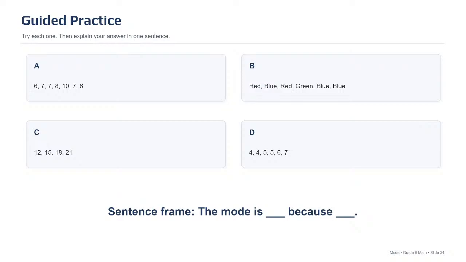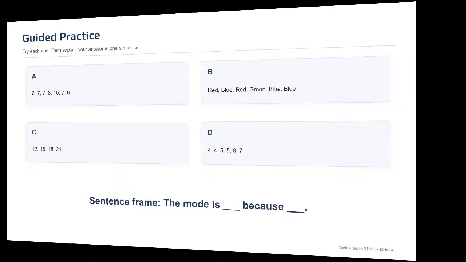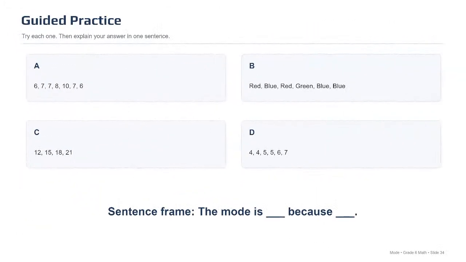It's 6, 7, 7, 8, 10, 7, 6. Number B is red, blue, red, green, blue, blue. C is 12, 15, 18, 21. D is 4, 4, 5, 5, 6, 7. So this is just practice: explain the answer using the sentence frame. If you want, you can pause the video because I'm going to have to move on to the next page.